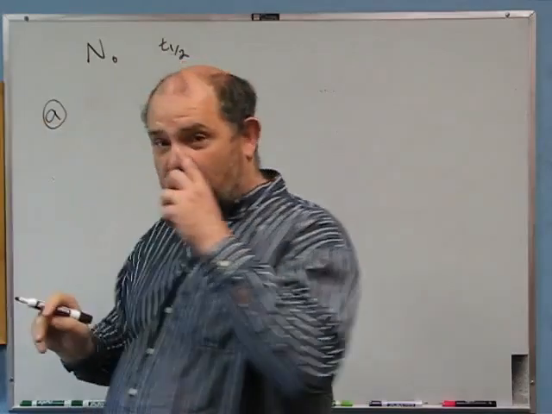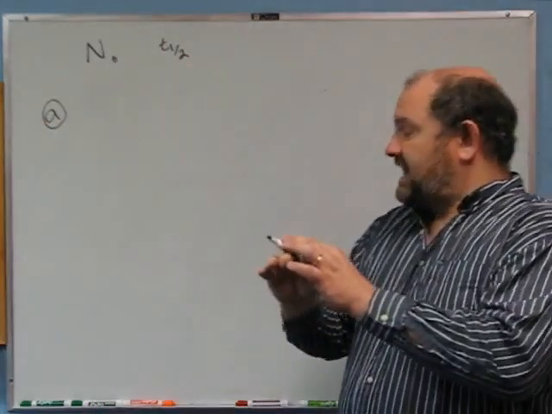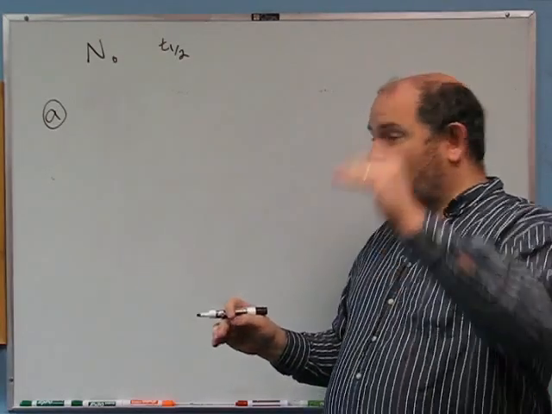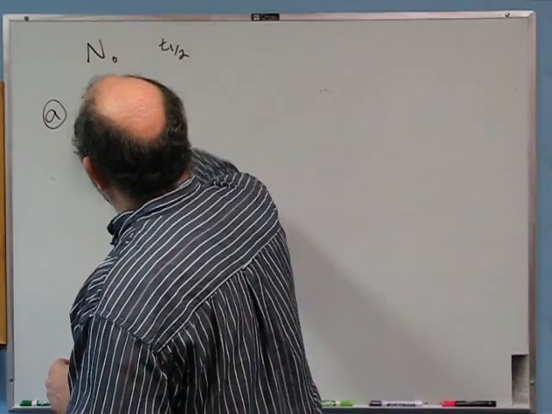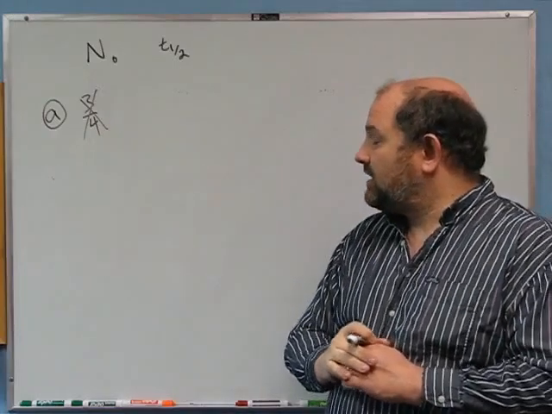Now, there's a trap. You are tempted to say, well, the half-life is how long it takes for half of them to be gone. So half of the half-life, a quarter of them will be gone, so there'll be 3/4 left. And so you'll say 3/4 of them will be left, and that will be wrong. Why, you say? Well, let's think about it.